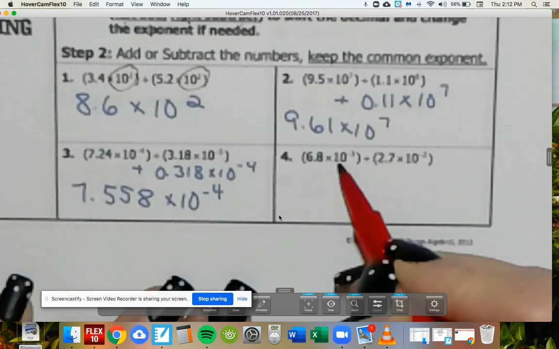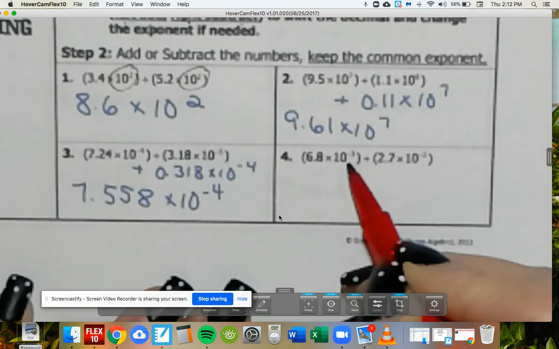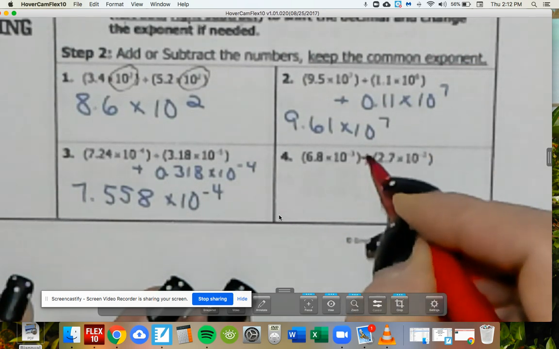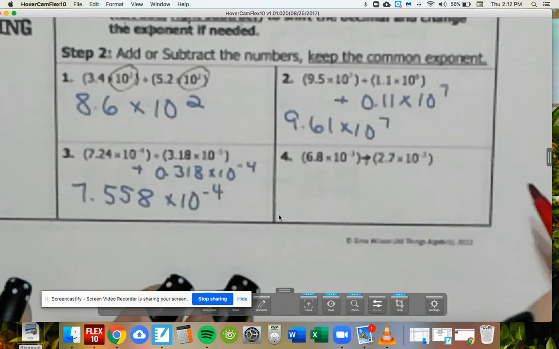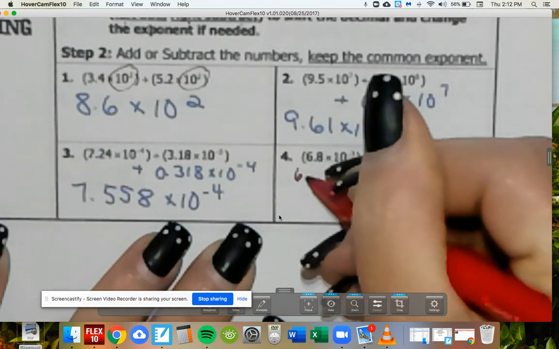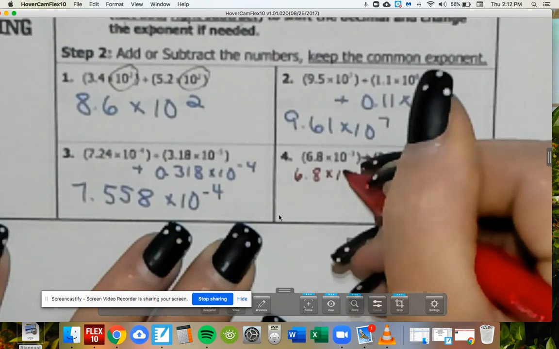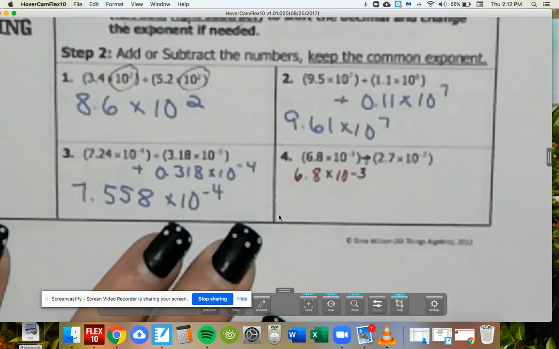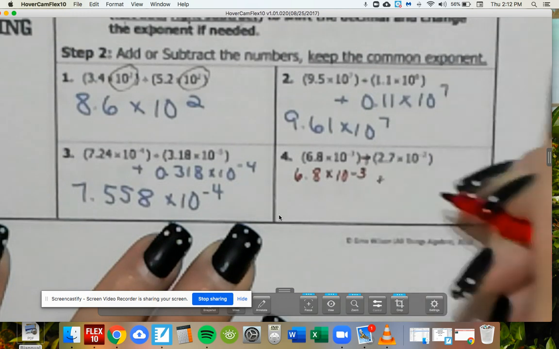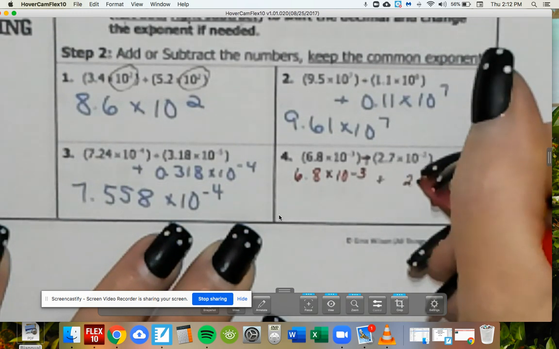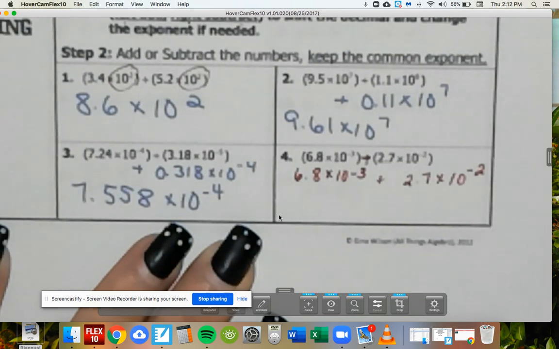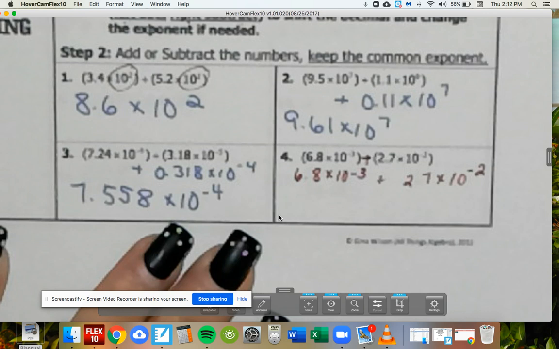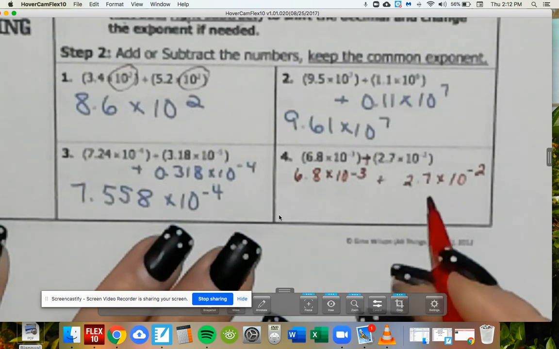Okay, I'm so sorry. Well, here we go. 6.8, that's 10 to the negative 3, plus 2.7, 10 to the negative 2. Maybe I'll rewrite it. Would that help? That helps a little bit. Adding. Well, that might be a little bit better. It just doesn't like it. It's just not the best quality.